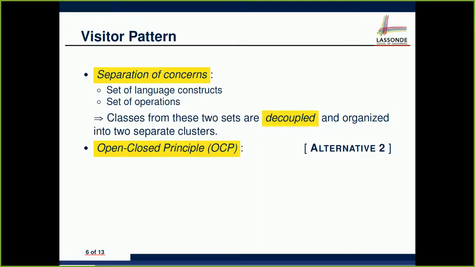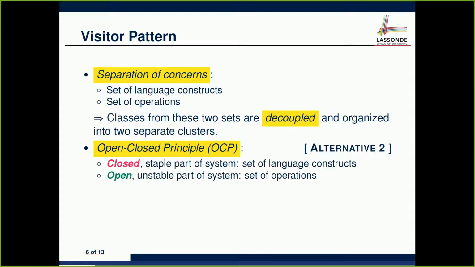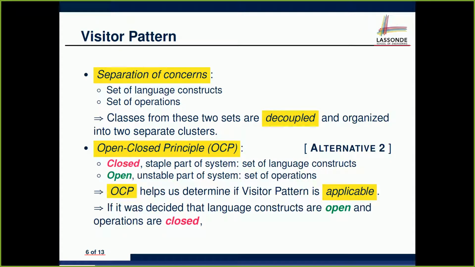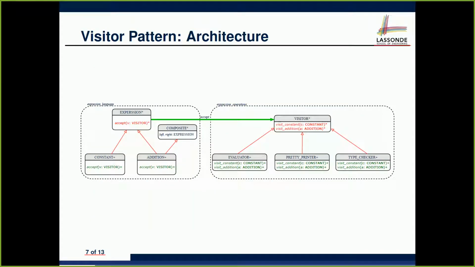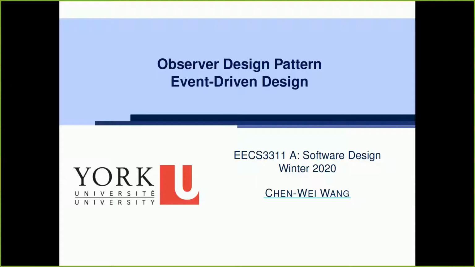If for some reason you decided that alternative number 1 should be the case for your application, which means the structure of the language should be open, in that case, visitor pattern would not be applicable, would not be the way to go. Okay, we'll talk about this design decision at the end as a summary later. Closed and open, you can read it. It's already been talked about. So that's the architecture we want to review very quickly.